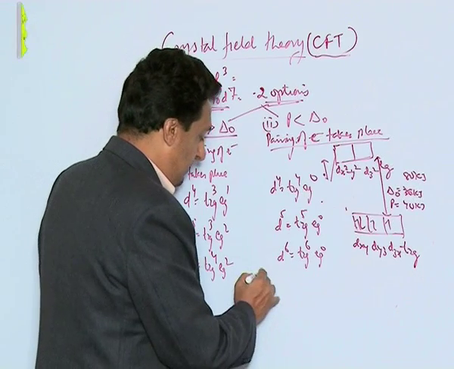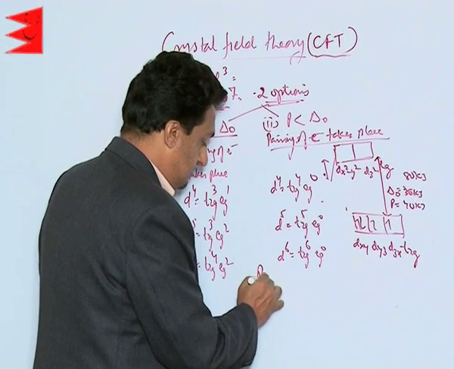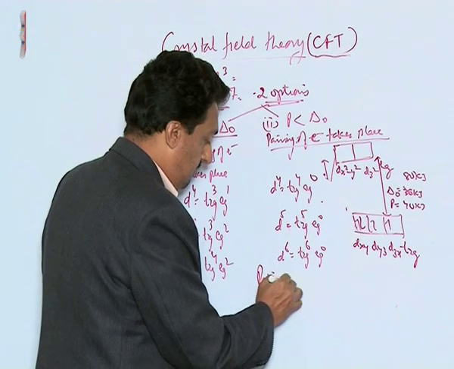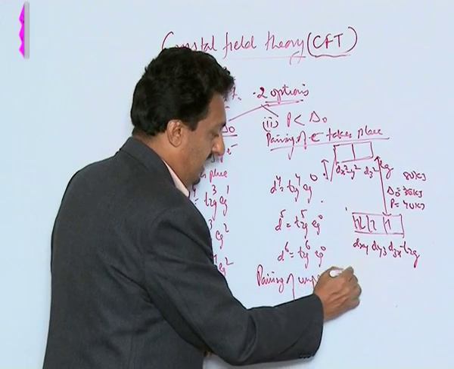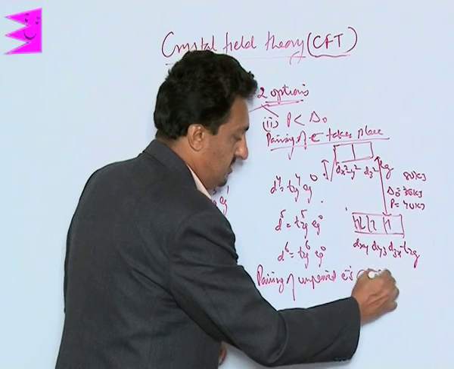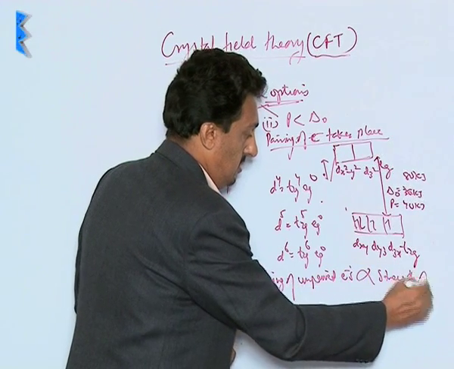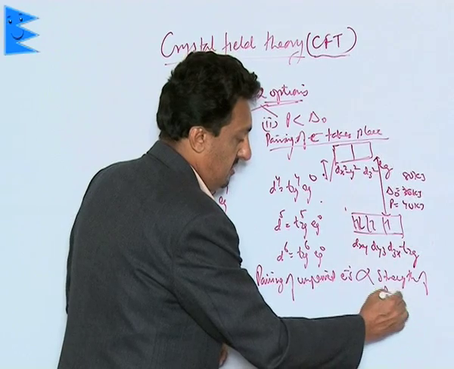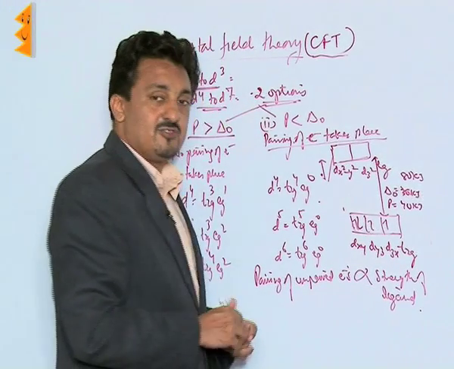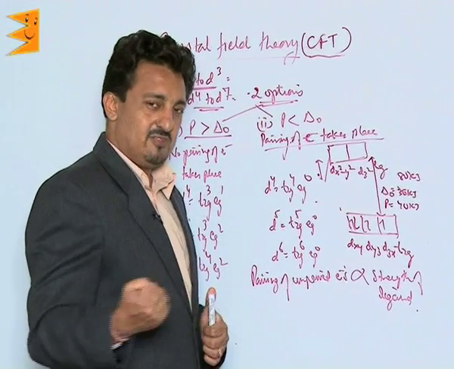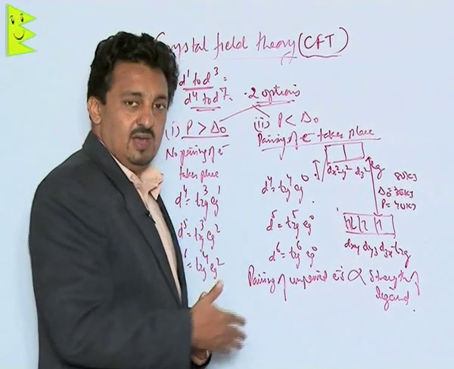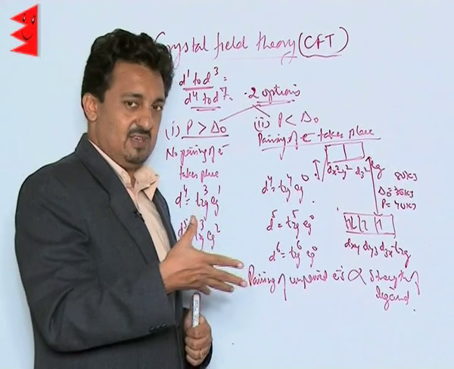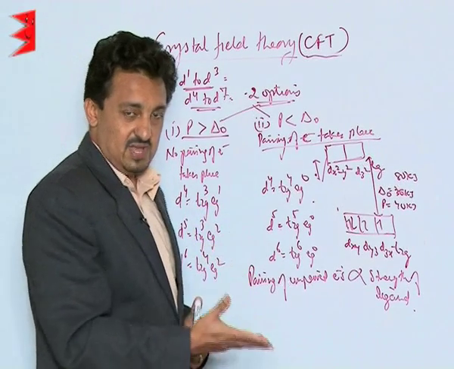So remember, pairing of unpaired electrons is directly proportional to the strength of the ligand, how strong the ligand is. If the ligand is very strong, it will cause more repulsion, and that is why we can have a higher magnitude of CFSE, and that is why we can have this kind of behavior.